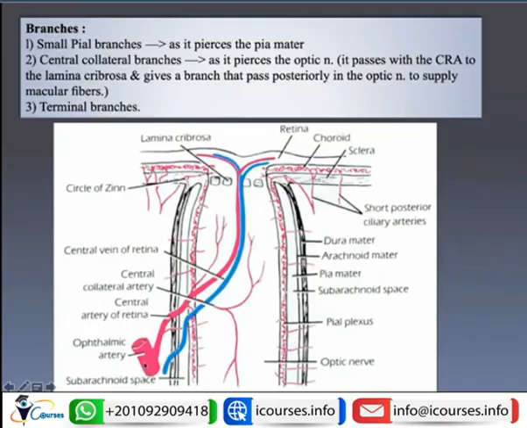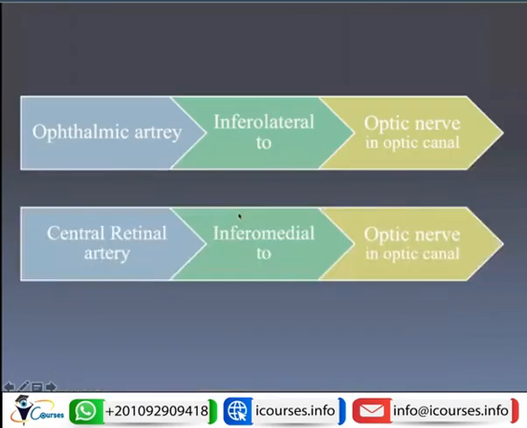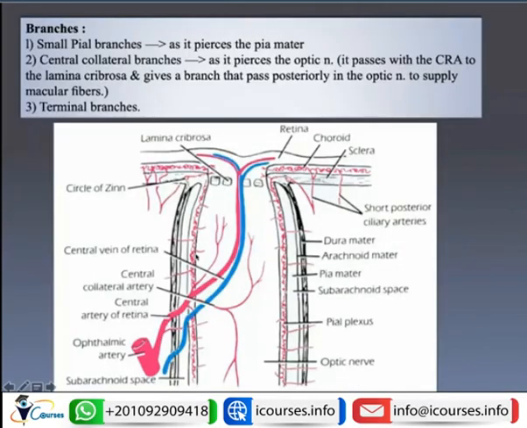So this is the ophthalmic artery. This is the central retinal artery perforating the dural sheath and entering the optic nerve. It will give small pial branches to the pia mater, and it will give the central collateral artery. As it pierces the optic nerve, it will give the central collateral artery that passes with the central retinal artery to the lamina cribrosa, and they give some fibers to supply the optic nerve or the macular fibers. And of course, it will give the terminal branches. So these are the main branches of the central retinal artery.